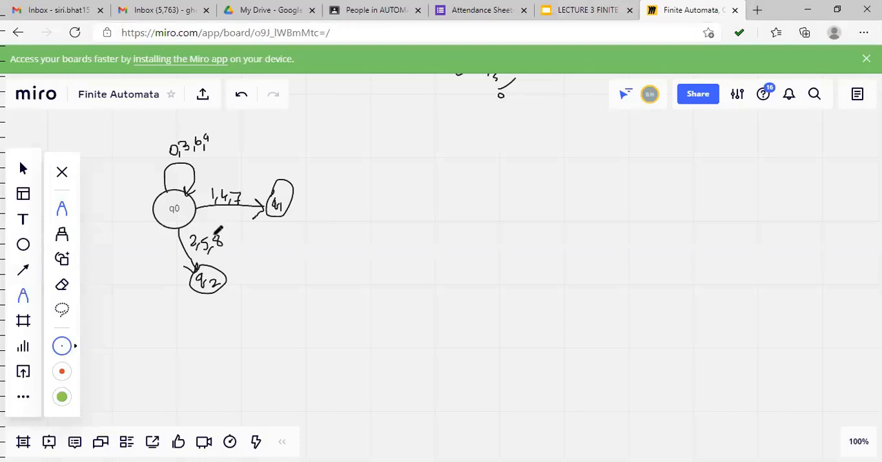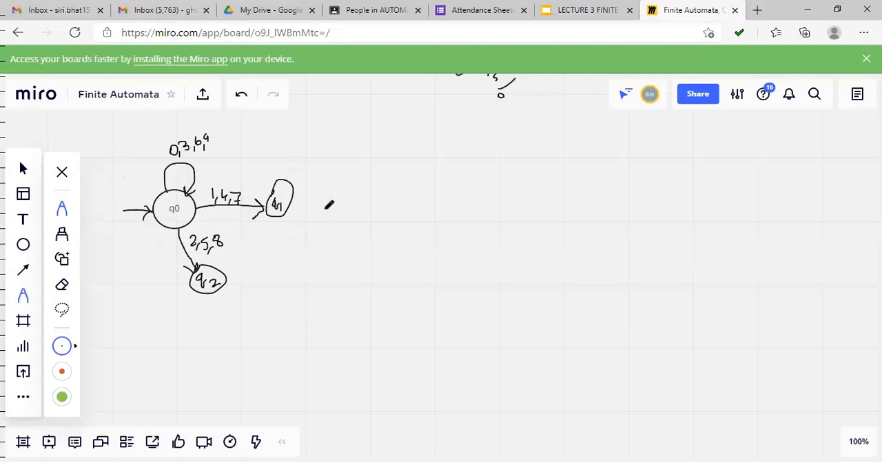And how to represent the start state and the final state? Q0 is my start state, so represent it with an arrow. All these are very important. You have to remember this. So I'm giving an arrow to this, not any of the others. A single arrow coming from no other state represents that it is a start state.